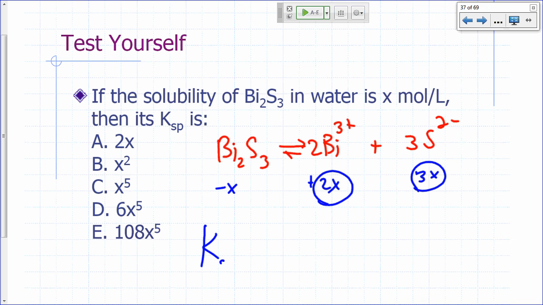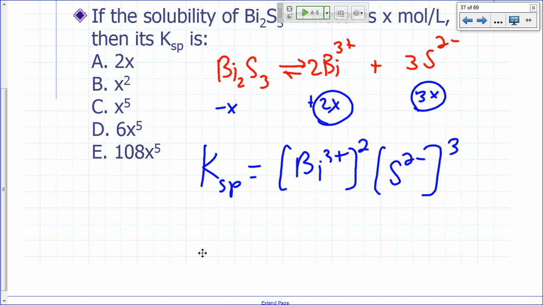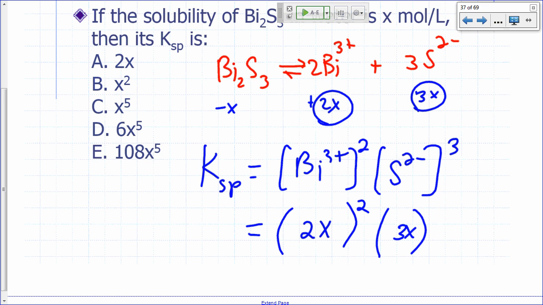Ksp equals bismuth raised to what power? 2. Sulfide raised to what power? 3. And what's the concentration of bismuth? 2X raised to the power 2. What's the concentration of sulfide? 3X raised to what power? 3. You want a second chance?